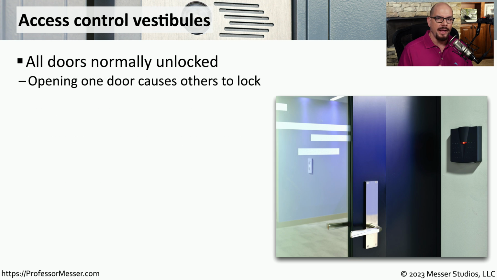When you enter or exit a building, there's also a great deal of physical security, especially if you're using something like an access control vestibule. This is one where there is a room you must pass through to be able to gain access to the rest of the building. This might be a room where all the doors are normally unlocked, and if you open one of those doors, no one else can enter the room while that door is unlocked.